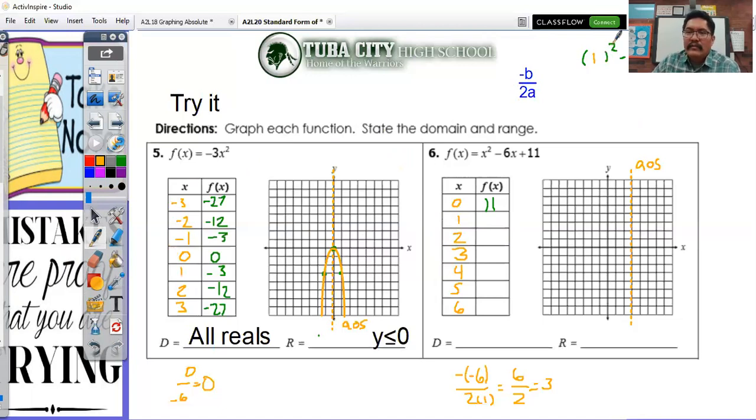All right, so 1 squared is going to be 1. Negative 6 times 1 is going to be negative 6 plus 11. So let's go ahead and work this out. So this is 1 plus 11, which is 12, and 12 minus 6 is going to be 6. So the next number in this column is going to be 6.